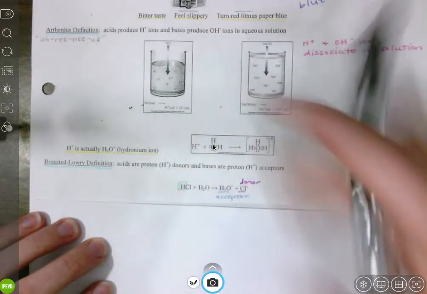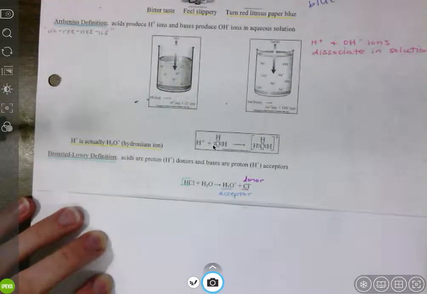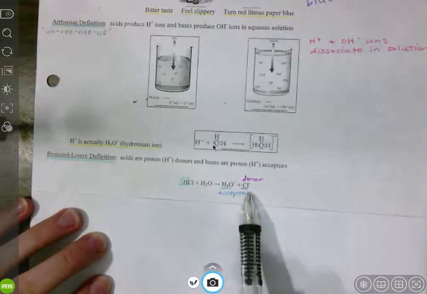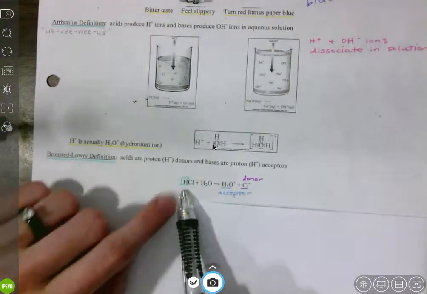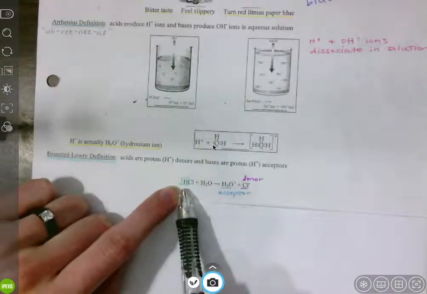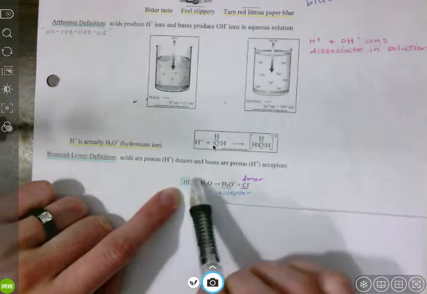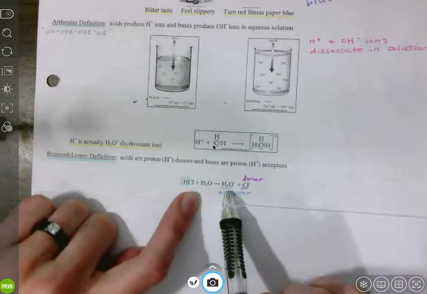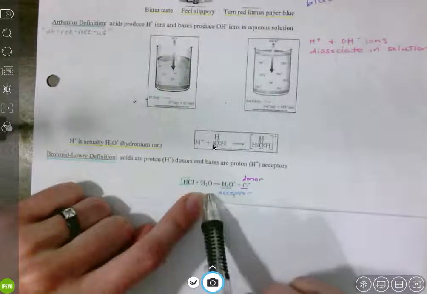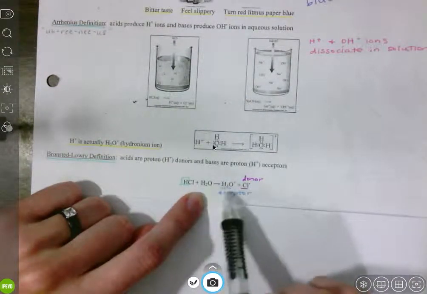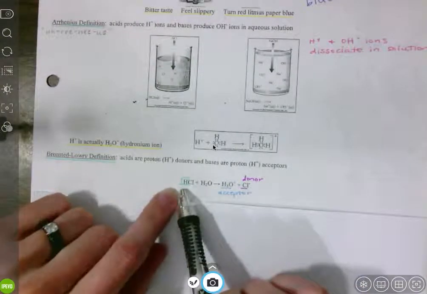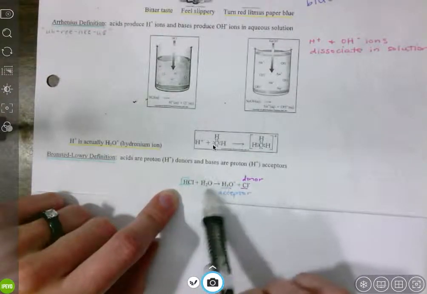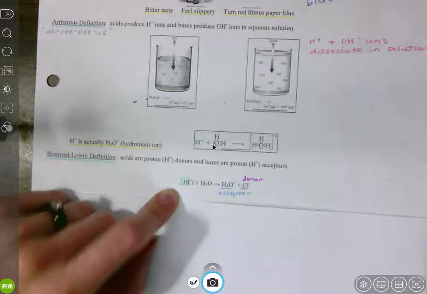Okay, so your example here, hydrogen chloride plus water is going to give us a hydronium ion and a chloride ion. So notice how this hydrogen ion here in hydrochloric acid is leaving, being donated to water, and it's going to form a hydronium ion. So the water is accepting that hydrogen ion. So according to Bronsted-Lowry, this is our Bronsted-Lowry acid, and then water is our Bronsted-Lowry base.